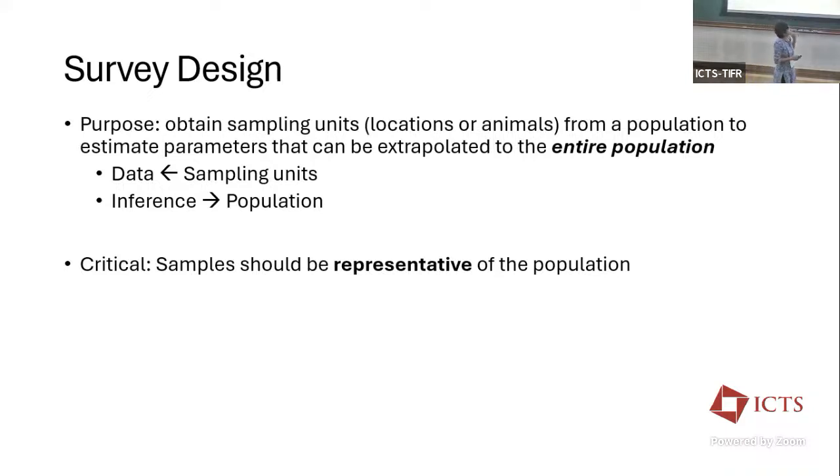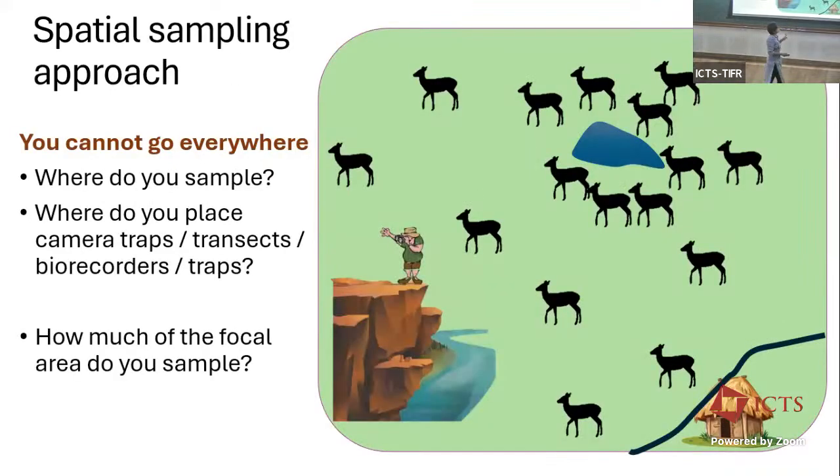study design. So the idea of study design or survey design is to say, okay, how do I choose my sample units, which may be locations, it may be animals, depending on what your questions are, from an entire population or from an entire location, such that whatever I estimate from that smaller sample can be extrapolated to the entire population. So you're going to go to just 3-4 places over here, but you want to make inference to the entire area. Why? Because you can't go everywhere. You can't see every animal.